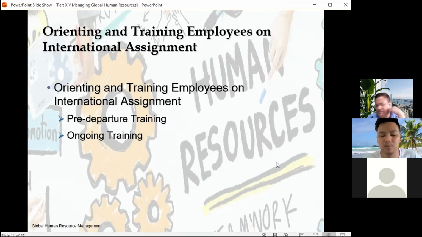Pre-departure training is a special training for overseas candidates. One form of such programs prescribes a four-step approach. Level one training focuses on the impact of cultural differences and on raising awareness of such differences and their impact on business outcomes.